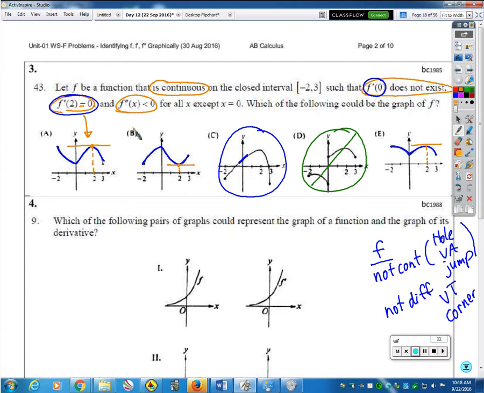profanity-laced tirades. Okay, so we know that the f double prime graph is going to be less than 0. And so we know from the chart that if it's less than 0, then it's going to be negative.